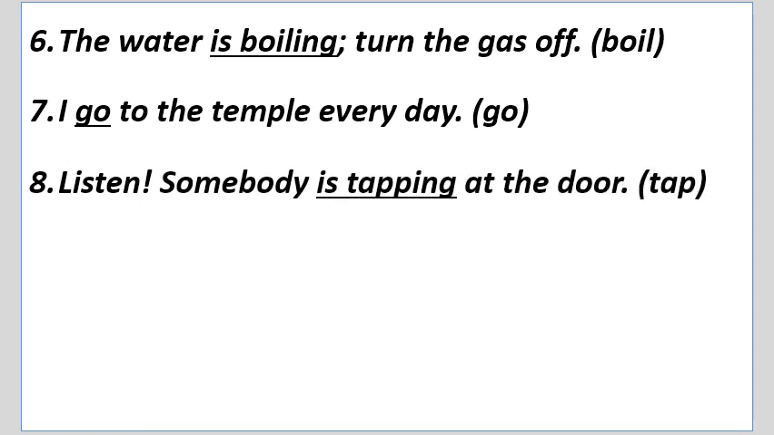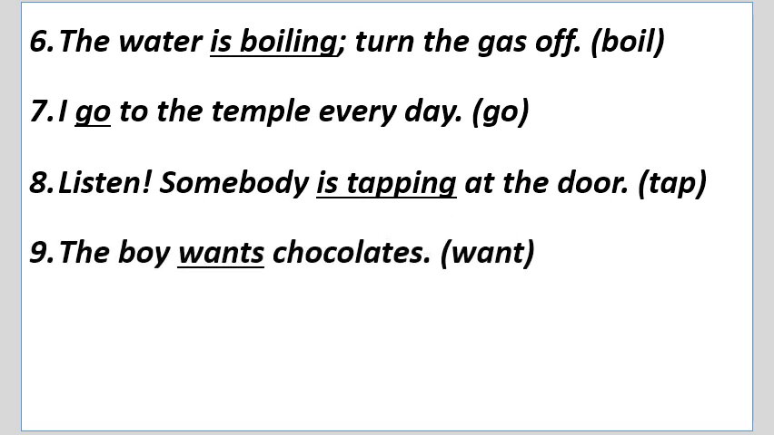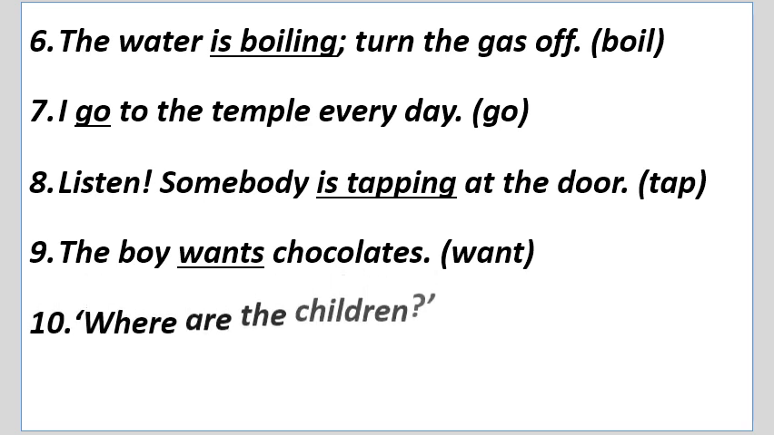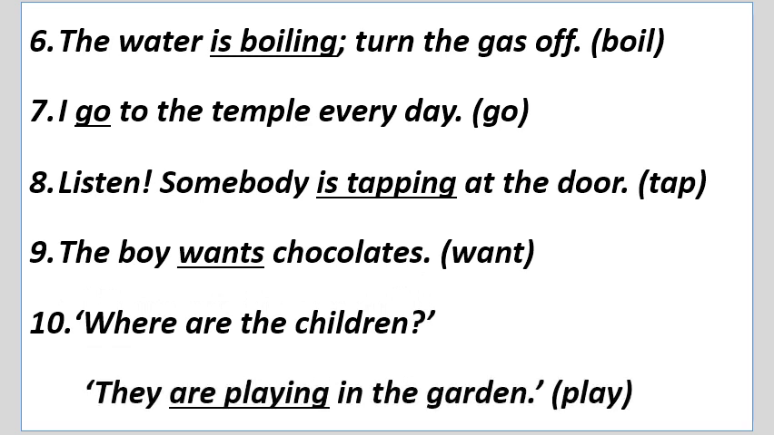Number 8. Listen, somebody dash at the door. The answer is tapping. The form of the verb is tapping refers to the present continuous tense and shows that the action is happening now. Number 9. The boy dash chocolates. The answer is wants. The form of the verb wants refers to the simple present tense and it is used for habit. Number 10. Where are the children? They dash in the garden. The answer is are playing. The form of the verb are playing refers to the present continuous tense and shows that the action is happening now.